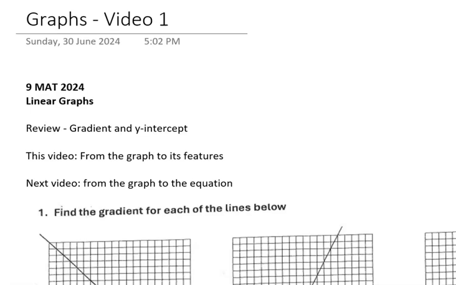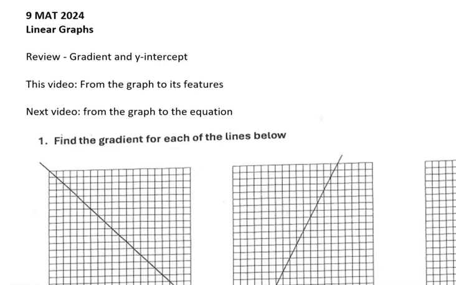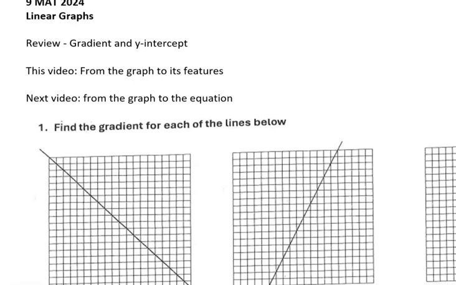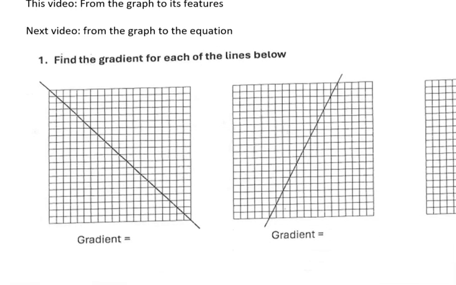Going through the booklet on linear graphs. In this first video, we're going to look at how to find the gradient and the y-intercept of a straight line. And from there, we'll move on to finding the equation and getting a little bit trickier. But in this video, what we're going to do is remember what the gradient is and how to find it.